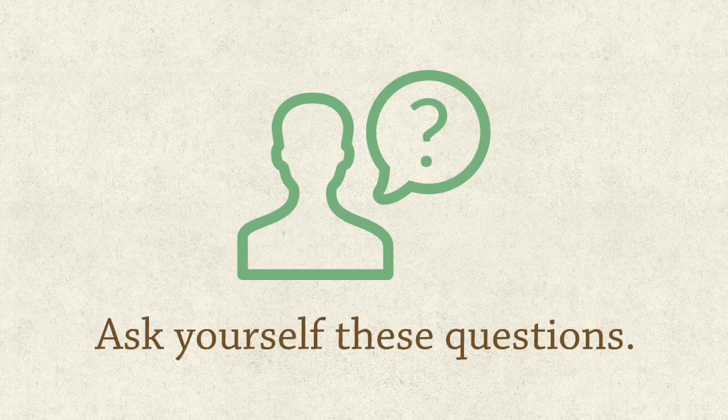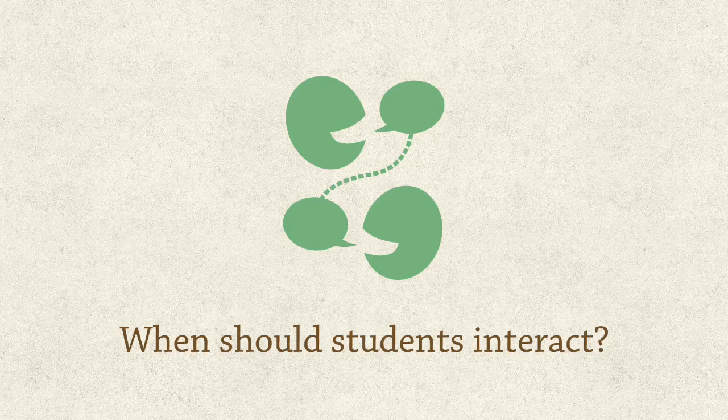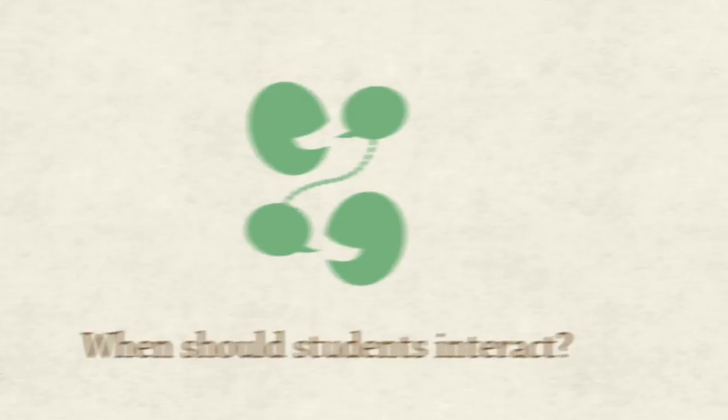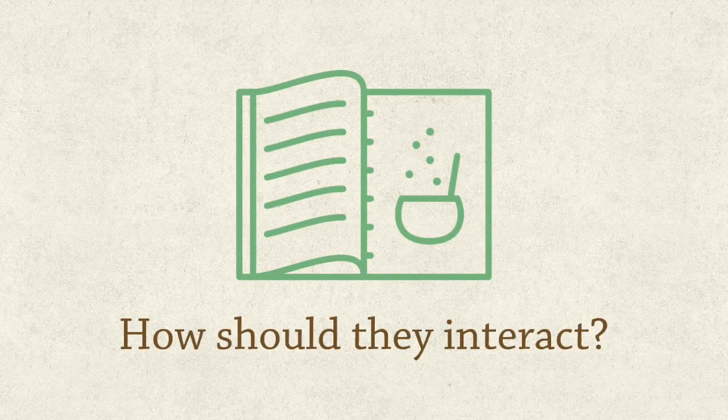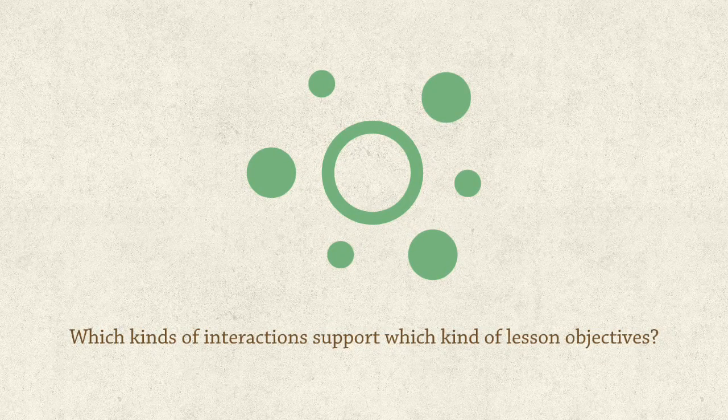When planning for your lesson layout, think about the following questions. At what point of the lesson should students be interacting? How should they interact? With their partner? With their group? With the teacher? With their homeroom teachers? Which kinds of interaction support which kind of lesson objectives? Will you be doing pair work, small group work, large group work? Will you be doing fishbowl activities? Will you be doing whole class activities? Will you be doing solo work? Will you be doing station work?